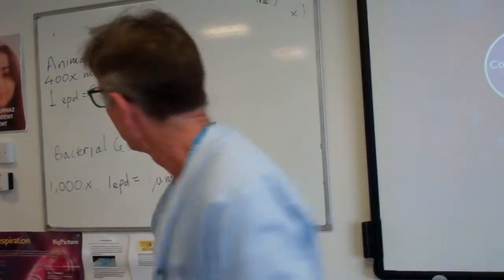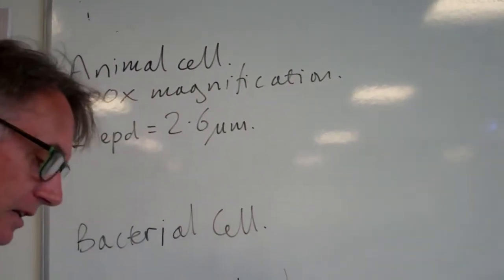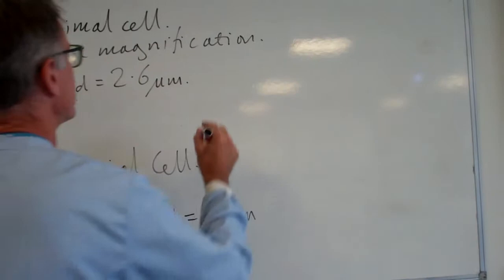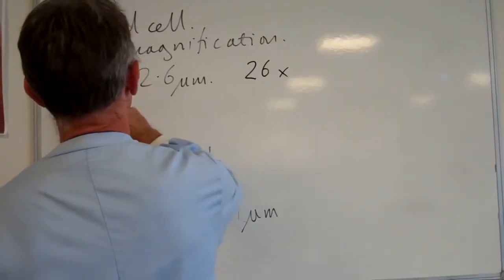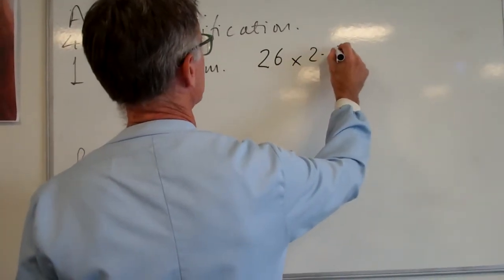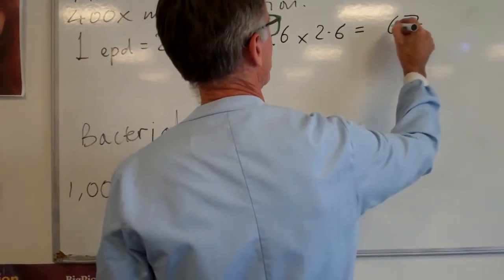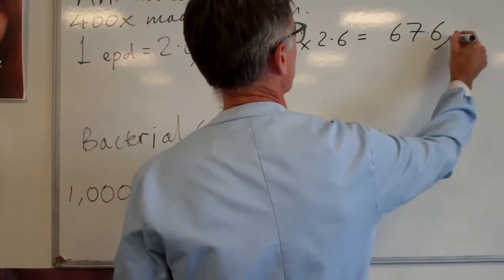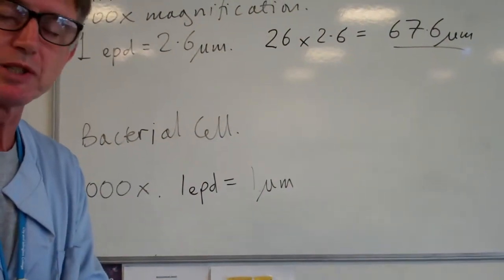So let's just go and do the calculation now. 26 eyepiece divisions. We know from the calibration now that one eyepiece division at 40 times magnification is 2.6. So the length of this cell is 26 divisions times 2.6, and that equals 67.6 micrometers.